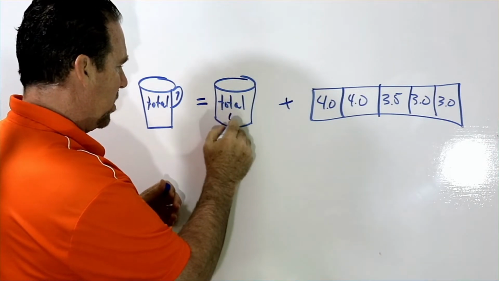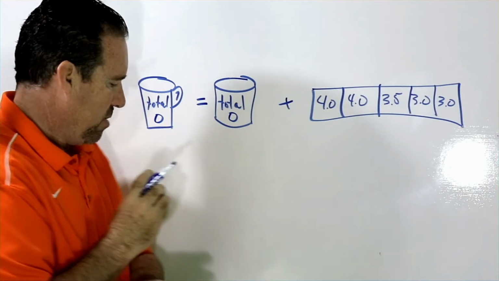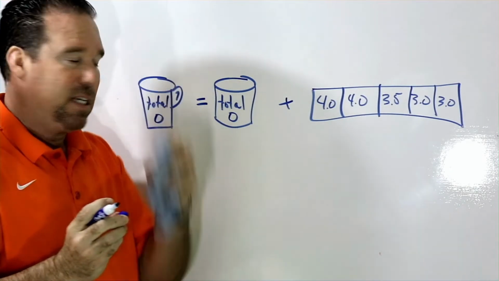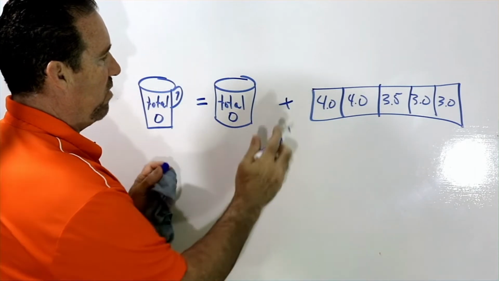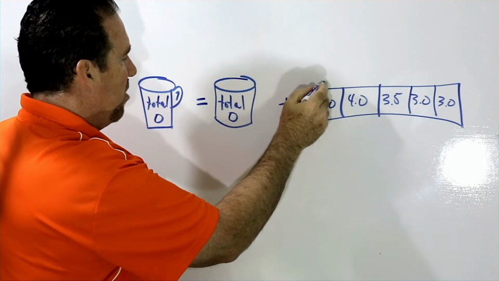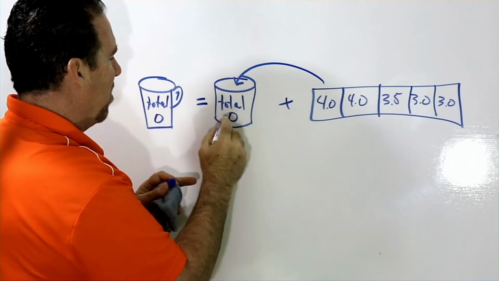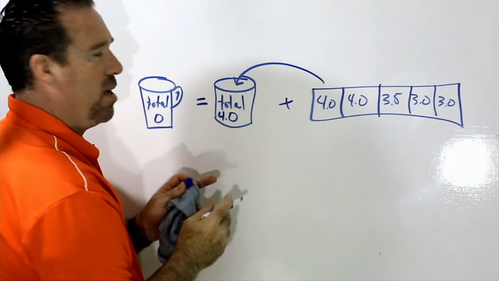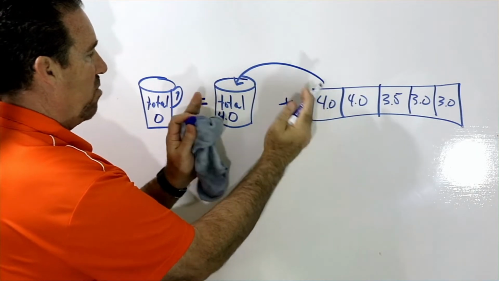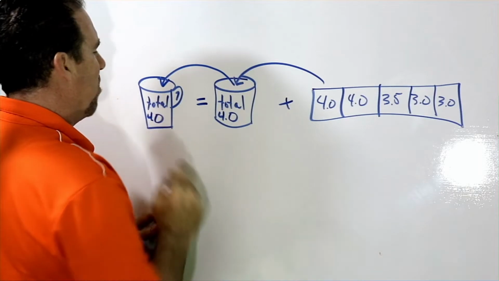Okay, so total starts at 0. I'll get my eraser ready because we're going to erase these totals. The first thing that happens is you always go right to left. So 4.0 is going to go into the total cup. It's going to add it, so 0 plus 4 is 4.0. Once again, it still goes from right to left. This is going to go now into this cup, and this cup is going to be at 4.0.